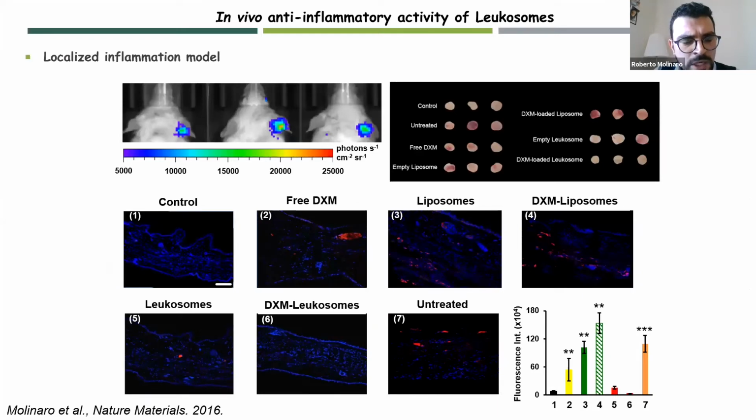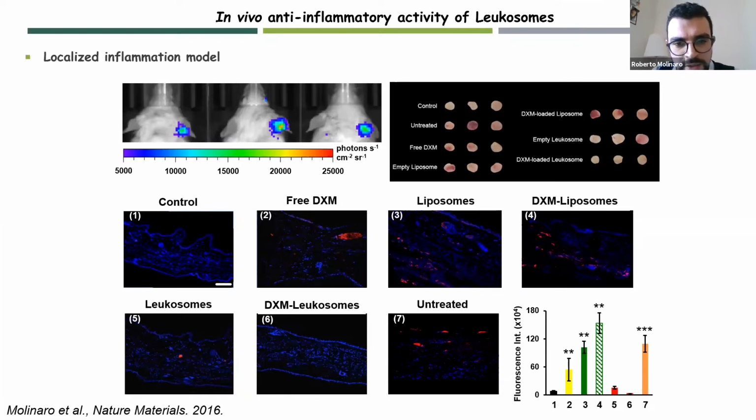As I mentioned before, our main goal was to use the leukocyte arsenal to confer nanoparticles active targeting properties in the context of a drug delivery carrier. So we encapsulated in leukosomes a potent corticosteroid, dexamethasone, and we tested the in vivo anti-inflammatory activity in the localized inflammation model that I showed before.